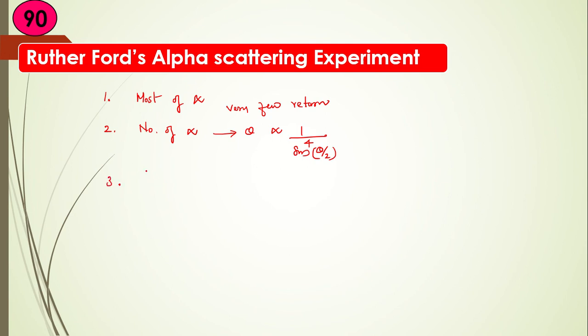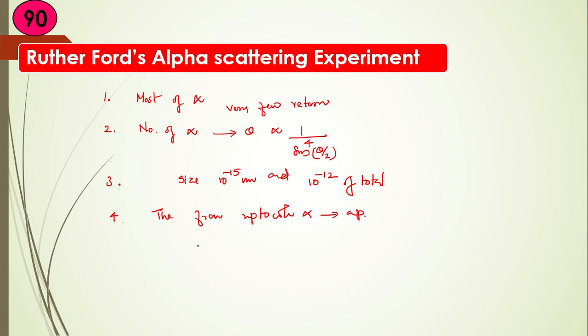And the third one, the positively charged nucleus concentrated at the center has a size of the order of 10 to the power of minus 15 meter, and is about 10 to the power of minus 12 of the total volume of the atom. And the fourth one, the minimum distance from the nucleus up to which the alpha particle approaches. That is called the distance of closest approach. That is given by the equation R0 equals 1 by 4 pi epsilon 0, into 4 Z e square by m v square.